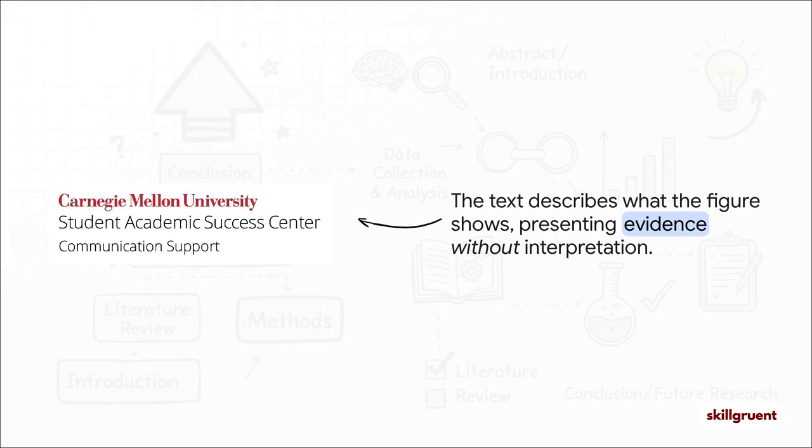Here's a perfect example from Carnegie Mellon University. See how the text just states what the figure shows? Figure 3 shows that the electrical conductivity is much lower. It's just describing the trend and backing it up with data, but it doesn't tell us why that is. Not yet. It's just laying all the evidence out on the table for us to see.